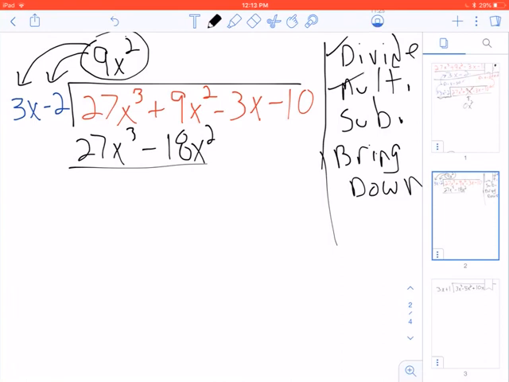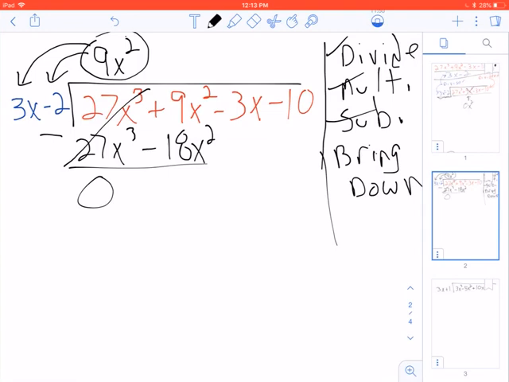So now I've completed step 2, which is to multiply. And now I have to do step 3, which is subtraction, right? So I'm going to subtract here, and I'm going to do 27x cubed minus 27x cubed. These guys should go away. They cancel each other out. And the next piece here is to do 9x squared minus negative 18x squared.